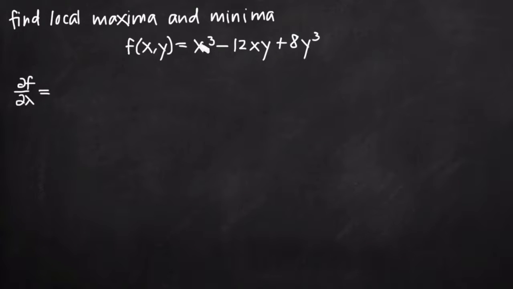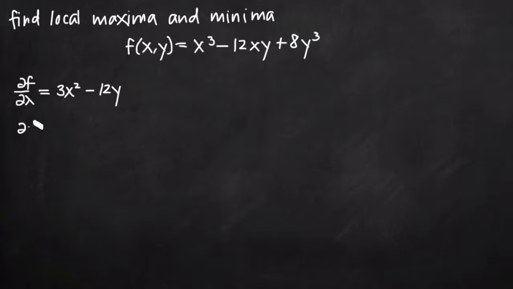is going to be equal to, and here's where we take the partial derivative with respect to x. X cubed gives us 3x squared. Negative 12xy, when we take the partial derivative with respect to x, negative 12y acts as a coefficient on this x variable. We're just left with negative 12y because the derivative of x is 1. So we have 1 times this negative 12y. And then 8y cubed drops away because there's no x variable involved in that term.